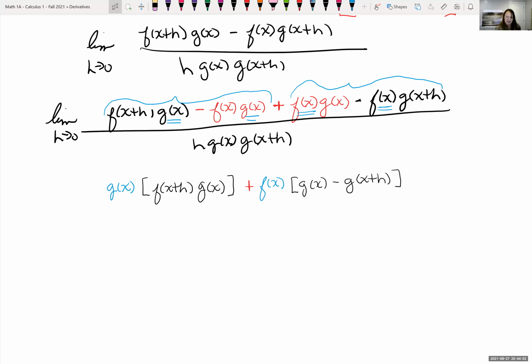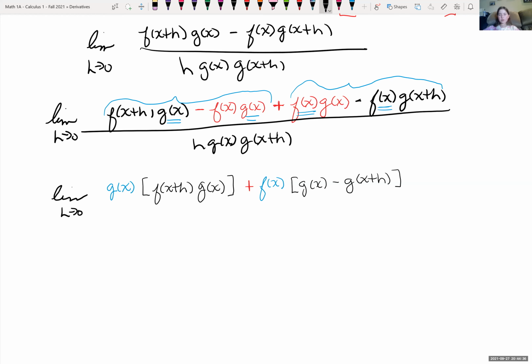Here's our screen again. And so all I was doing, I added that fancy one in there, minus f of x, g of x plus f of x, g of x. And then I just regrouped my first two terms and factored out what they had in common, and the last two terms and factored out what they had in common in the numerator. So I'm just going to bring down that limit piece because I need to.